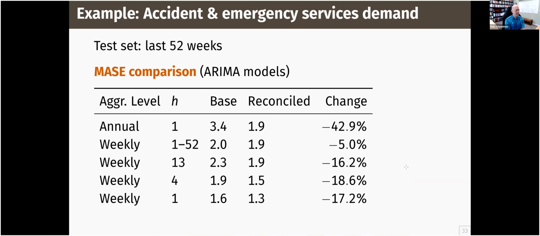If I just took the last 52 weeks as a test set, fitted ARIMA models and looked at how well things did, at the annual level, my base forecast MASE is 3.4, the reconciled is 1.9. So I've got a 40 to 50% improvement at the annual level by looking at all of these things. At the weekly level down the bottom, I'm getting a 17% improvement, and in the middle, 19%, 16%, and if I'm averaging across all 52 weeks, about a 5% improvement, but always an improvement.